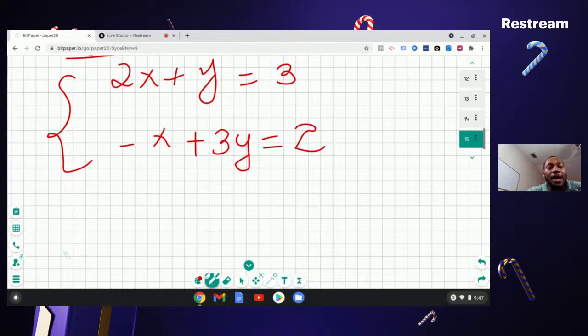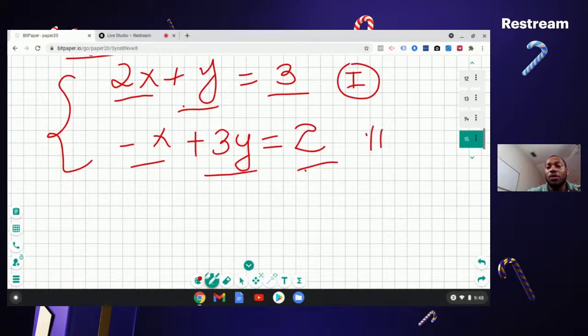So here's what I would do. I see 2x plus y is equal to 3, and then here I see negative x plus 3y is equal to 2. I want to eliminate one variable so I can leave the other one by itself and solve for it. You can eliminate whichever one you want. Let's start with x. Because I have 2x in the first equation, which we call equation 1, and this is equation 2, I want negative 2x in the bottom equation. Same magnitude, different sign.